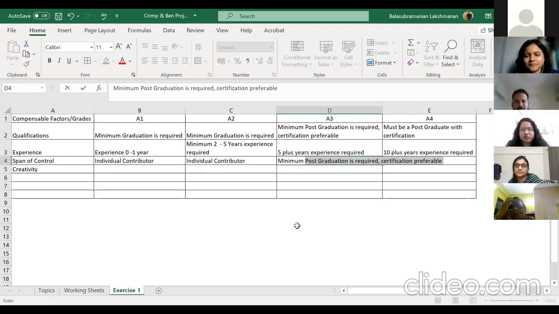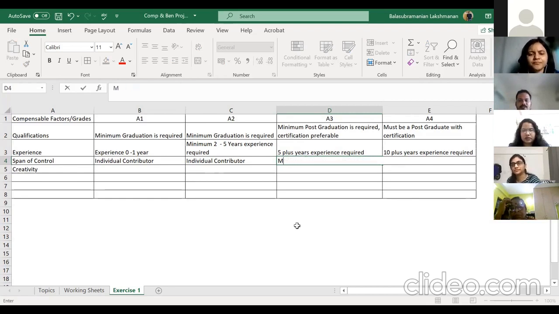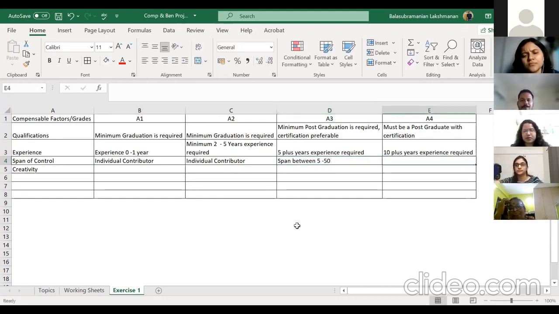So A4 can be the entire department because it's all C-suite and director level. A3 is basically a manager level, so it can be 5 to 50. And here span will be above 50, right? Yeah, above 50 or the entire department.